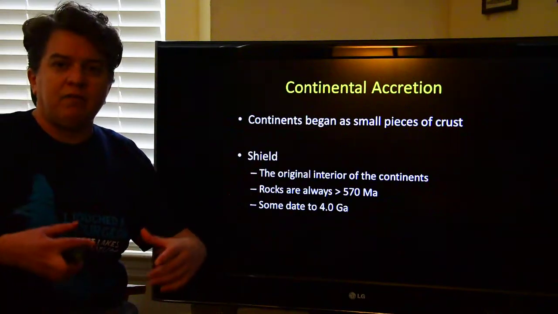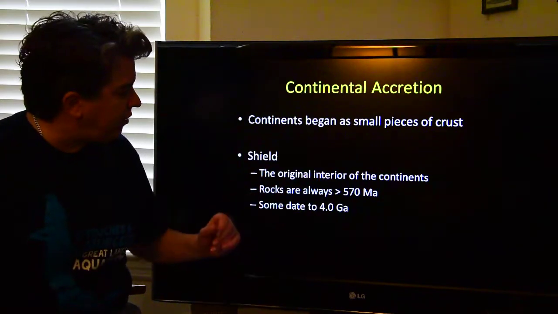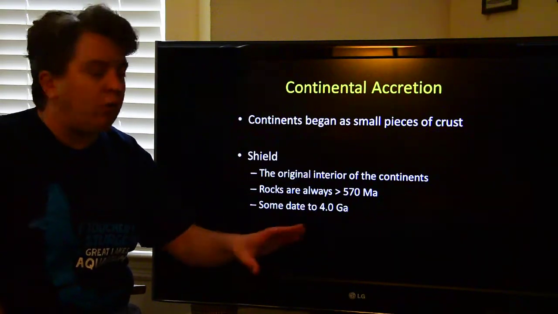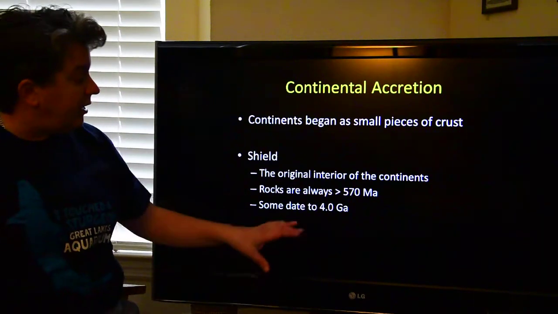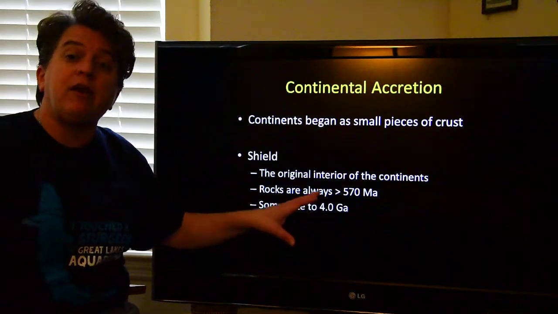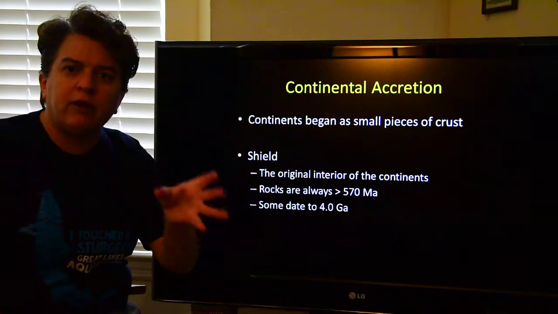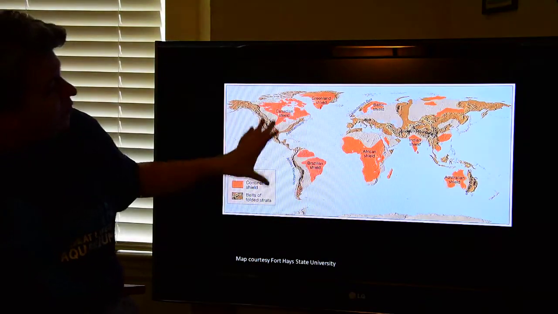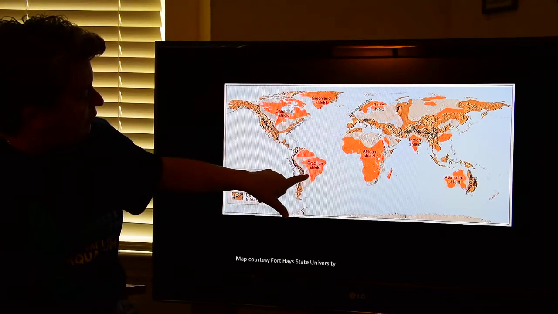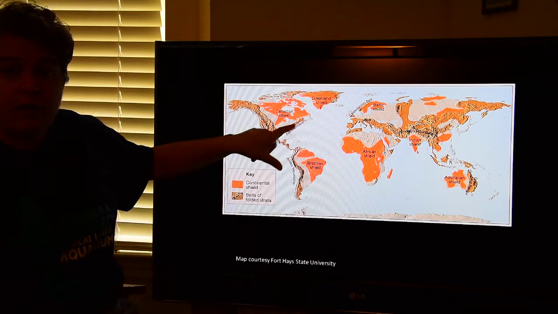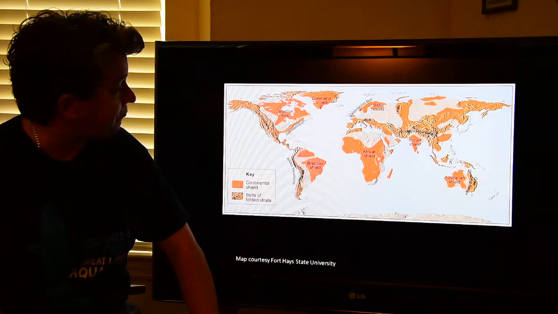And the shield is that old original core, the original part of the continents. And the rocks are always older than 570 million years old, in many cases much, much older than that. In fact, in these shields, we can find some of the oldest rocks on Earth because the shield is that old original part of the continent. So every continent has one of those. You can see in Europe it's the Baltic shield, and in South America it's the Brazilian shield. Here in North America it's the Canadian shield because most of it is located in Canada.